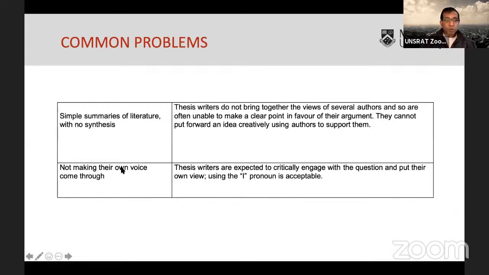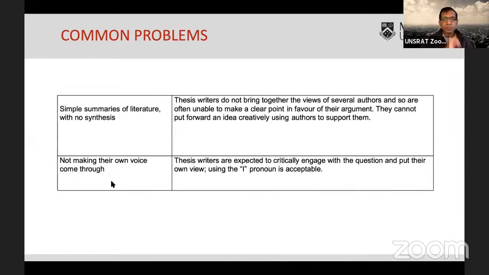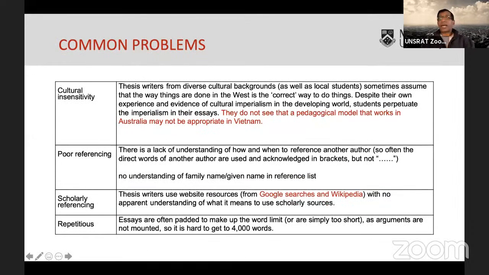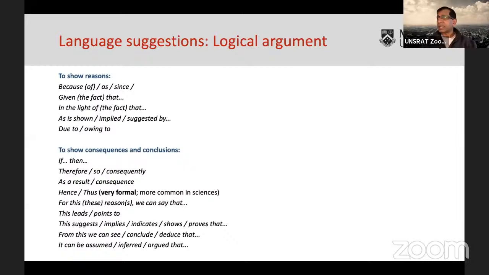And another one is not making their own voice come through. Oh, that's another one. So common problems, cultural insensitivity is another thing, and then referencing and all of that. These are kind of obvious things to note. And the last 2 slides are on some of the suggestions for some of the phrasing that you can use.